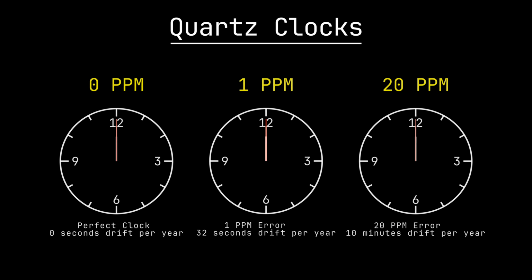Clock drift is measured in parts per million, or ppm, and 1 ppm of error is about 32 seconds of drift per year. So a clock with a tolerance of 20 ppm can deviate about 0.002% from its intended vibration speed, which is about 10 minutes of drift every year. Since this much drift can be detrimental to distributed systems, we often turn to atomic clocks.